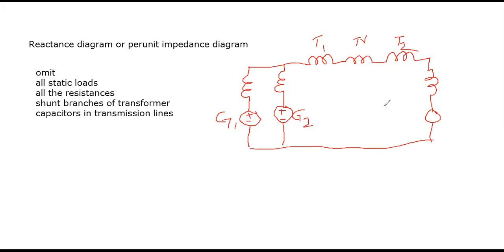Yesterday we have seen the impedance diagram also. So what is the difference between the per unit impedance diagram and the impedance diagram? In the impedance diagram you will have the resistances also, but in the case of the reactance diagram you will have only the reactances. That is the only difference between the per unit impedance diagram and the reactance diagram, right? Now this is for generator 3 section.